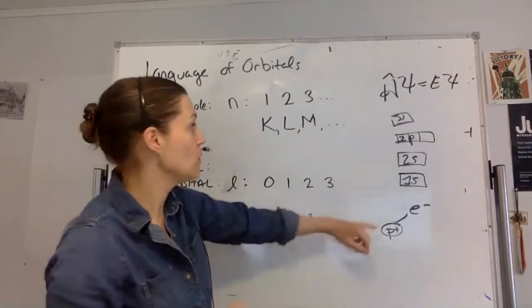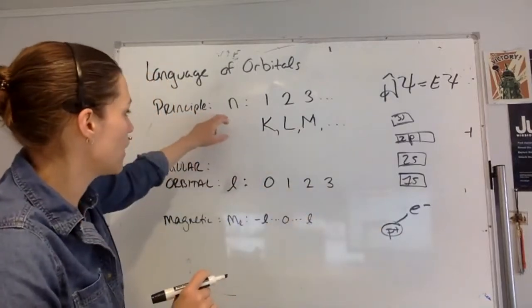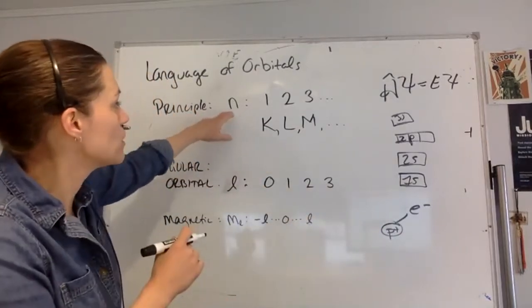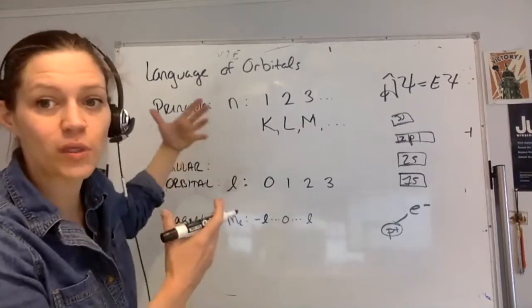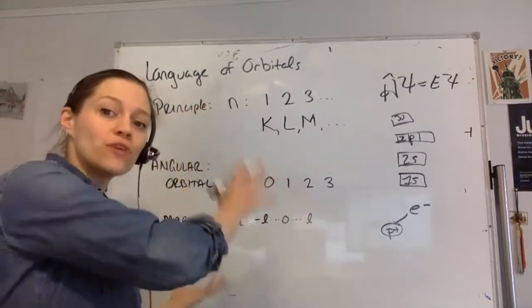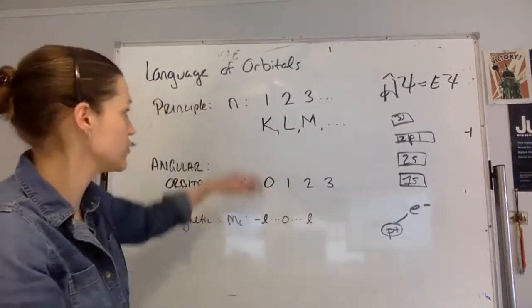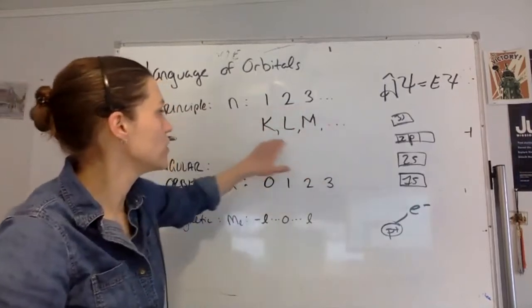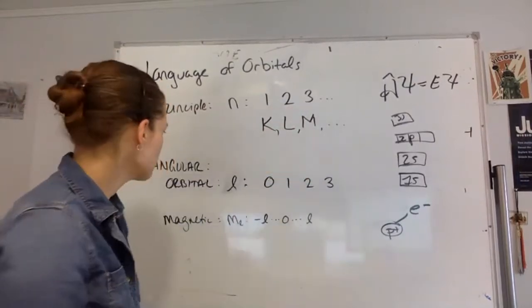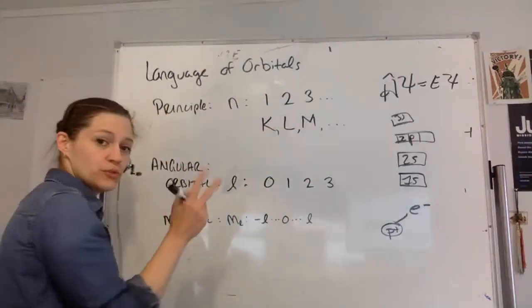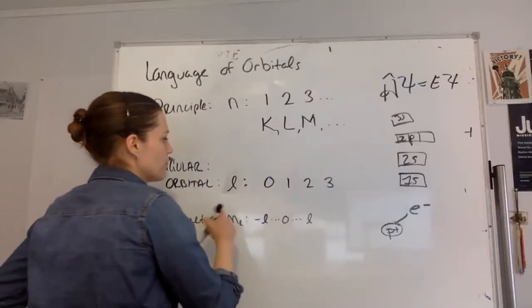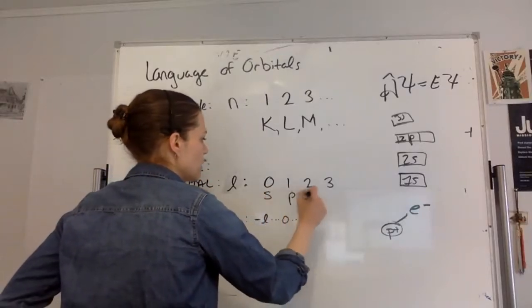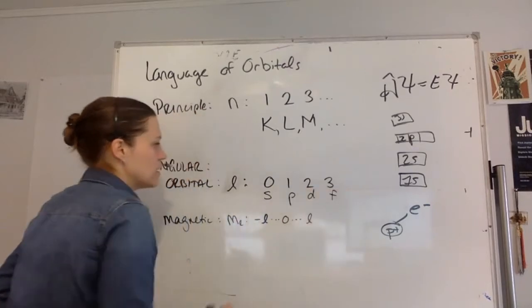Cool? So now you've got a way to see the connections between the different quantum numbers that yield from the solutions to the Schrodinger equation. Principal, 1, 2, 3. We designate these K, L, and M. Angular has two different ones, the orbital angular momentum and the magnetic angular momentum. You might be familiar with this, S, P, D, F.